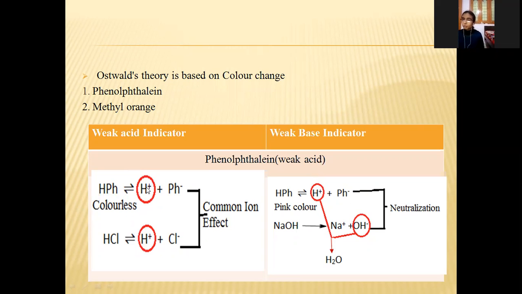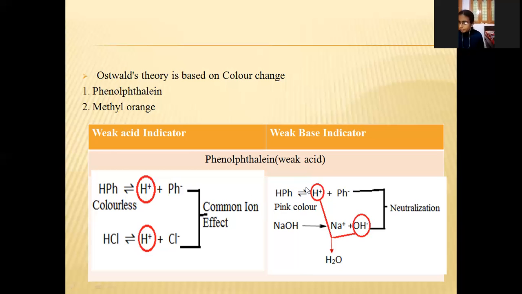So when two acids have been mixed, there won't be any neutralization reaction, so there won't be any color change. So basically this phenolphthalein is a colorless solution. When we mix this phenolphthalein in the hydrochloric acid, there won't be any color change. The solution will remain as it is because there is no neutralization reaction and also the common ion effect is formed. See here, in the phenolphthalein hydrogen ion and in the hydrochloric acid hydrogen ion. So both are the same, so there won't be any color change.